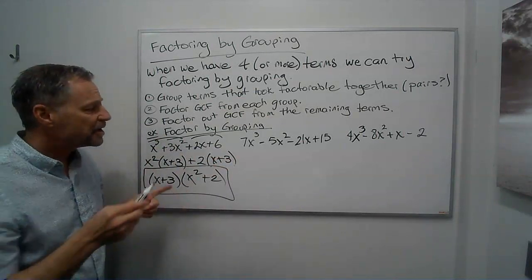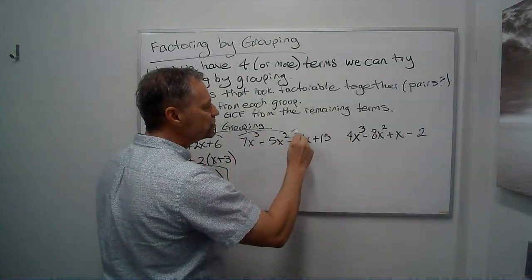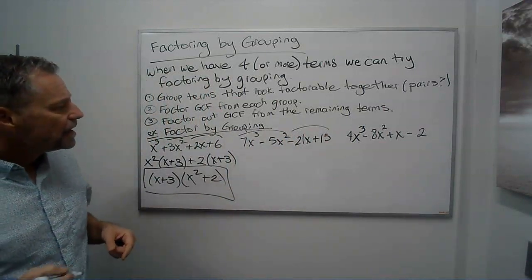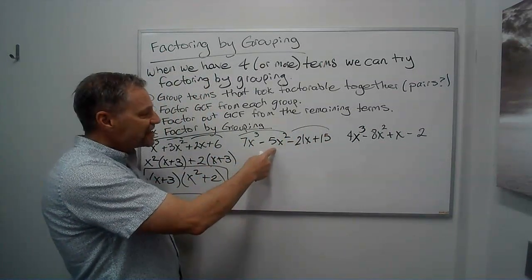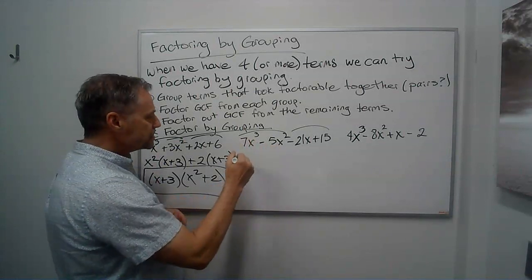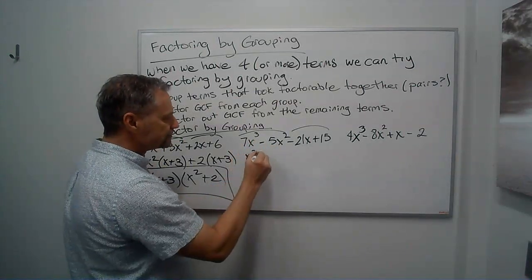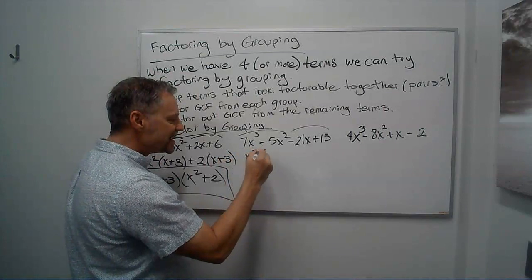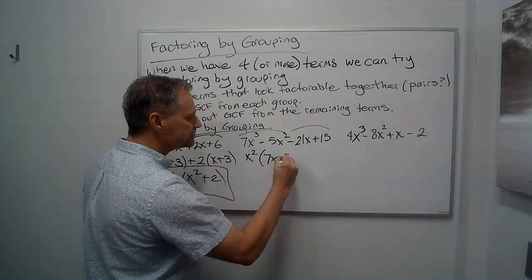Okay, next problem. Same idea. First 2 and second 2. Let's see if that works. Well, 7 and the 5 don't have anything in common, but I can factor out the x squared. That's my greatest common factor there. And it leaves me with 7x minus 5.